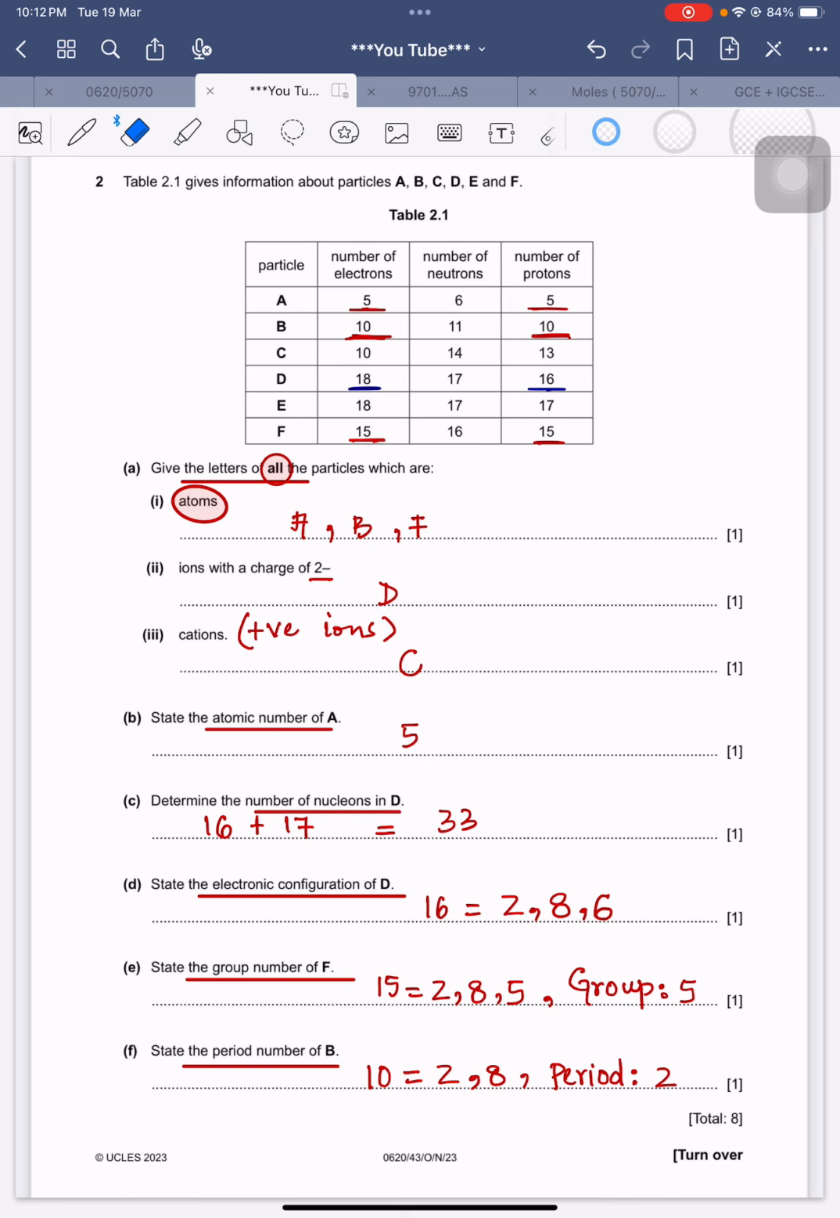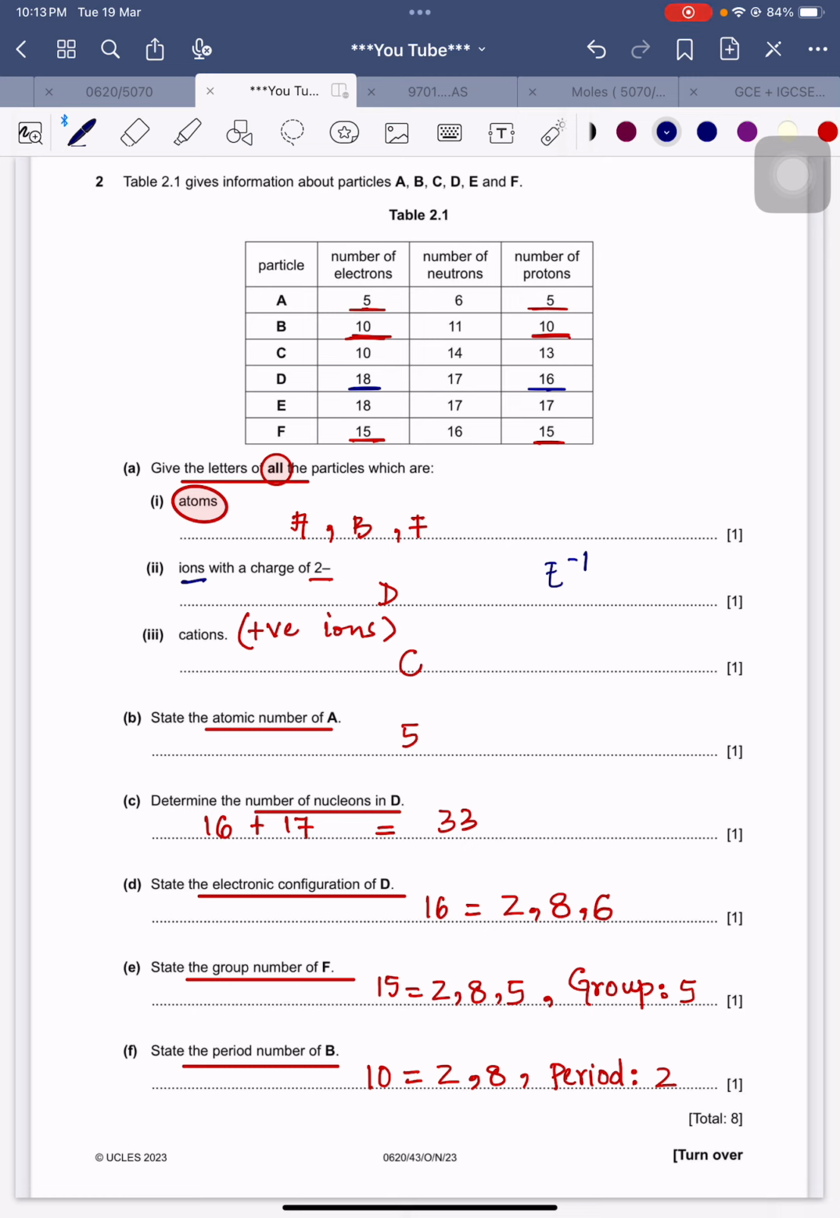What about the ions? They are mentioning ions, so which is that then? D only, because there is no other one with -2. E gained 1 electron, so E is -1, not -2, because in E the electrons are 1 greater than the protons. Okay, so D will be the only answer for number 2.